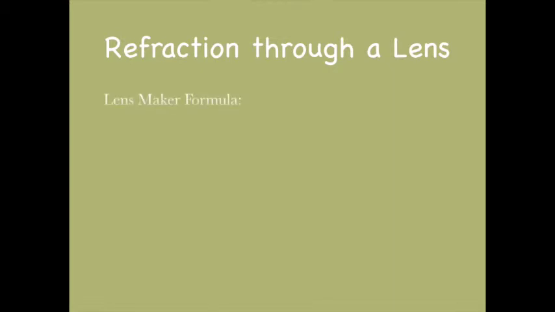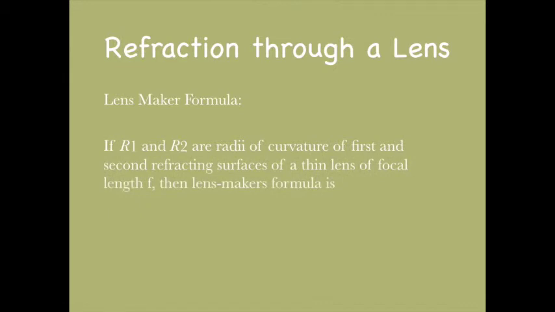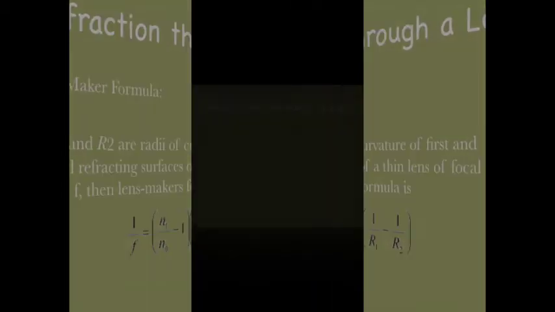Now let us study the refraction through a lens and the lens maker's formula. If R1 and R2 are the radii of curvature of the first and second refracting surfaces of a thin lens of focal length f, then the lens maker's formula is given by 1 by f equal to (n1 by n0 minus 1) into (1 by R1 minus 1 by R2). This is a formula. Please remember it. It's very important. Similarly, now let's move to a special case of the lens maker's formula.